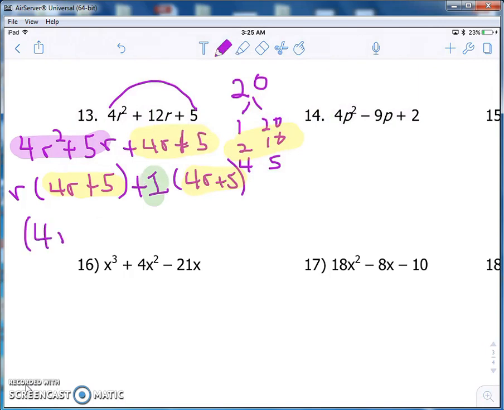So the first parentheses is the common parentheses. The second set is going to be r, but I need something else there, so that's where the plus 1 comes in, r plus 1. And that's your factorization.